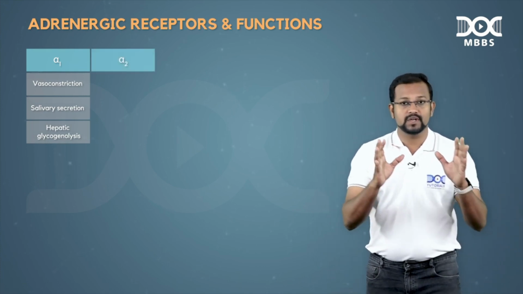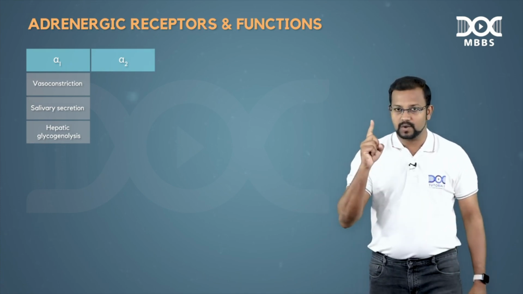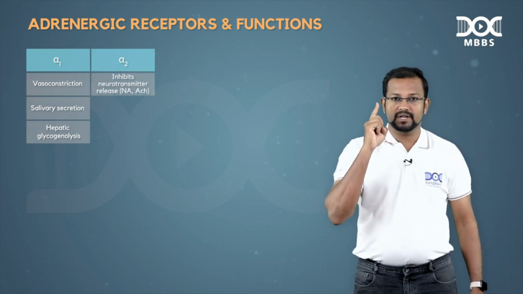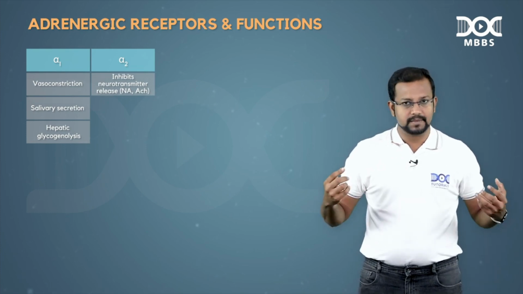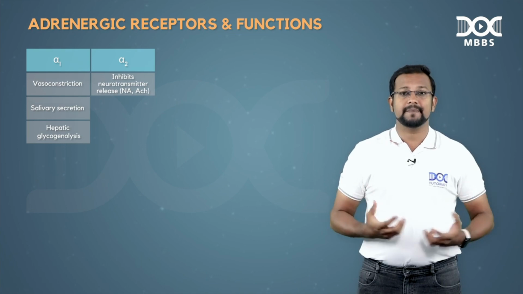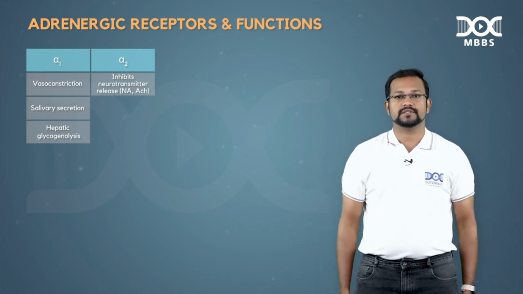What about alpha 2? If I give an alpha 2 agonistic agent, what will happen to the human body? The first one, it inhibits neurotransmitter release. It might be noradrenaline or it might be acetylcholine because it's a presynaptic terminal, it's a presynaptic autoceptor. That's why it is going to be inhibiting the release of neurotransmitters.